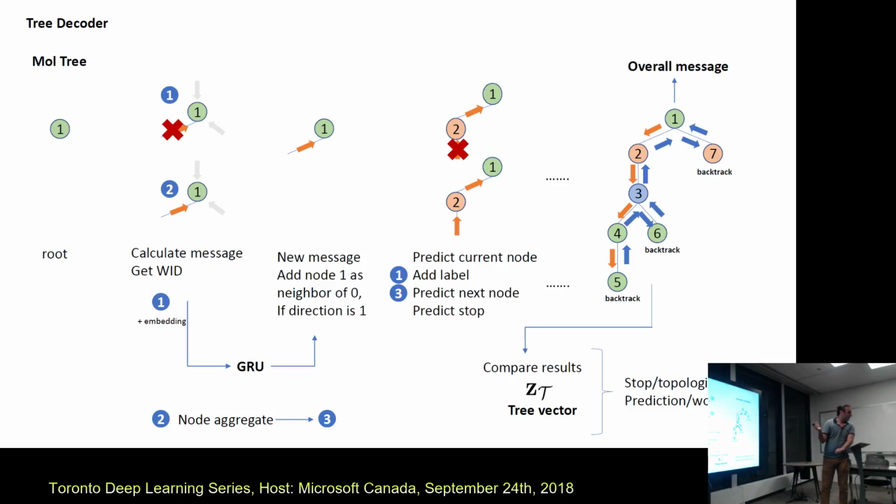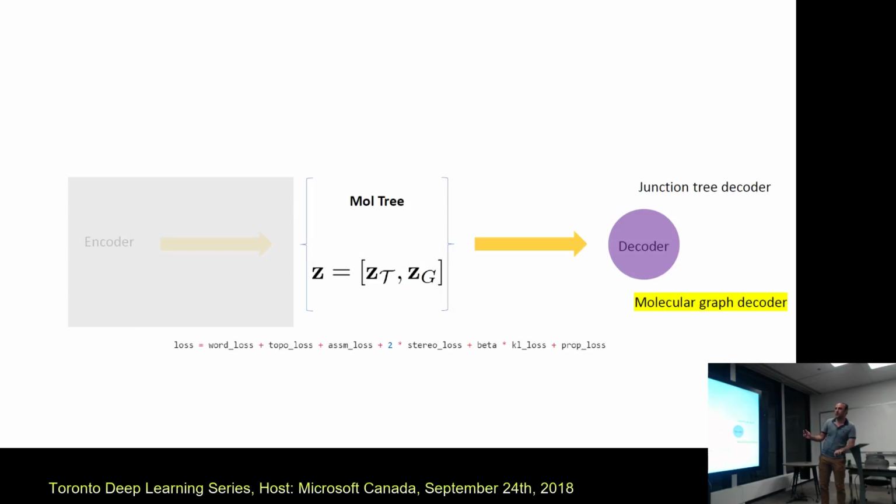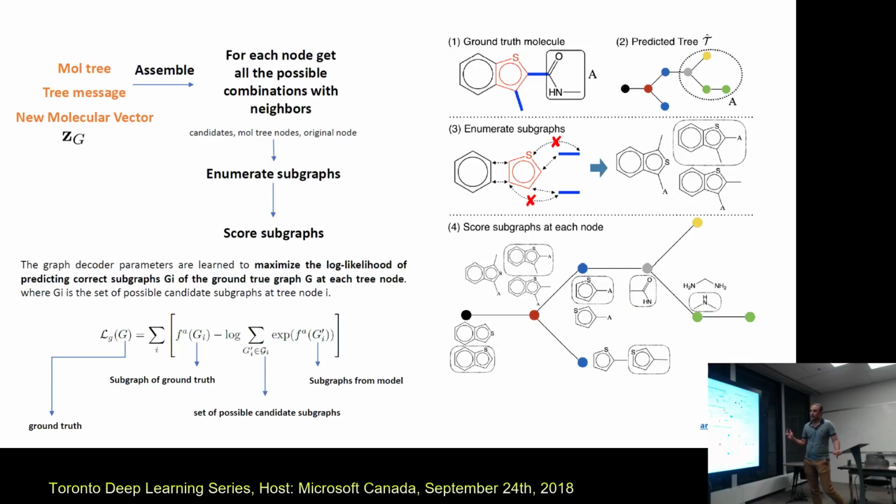It just has these GRUs. Similar to, because we used that for the junction tree, we have to use it here too. That was for the encoder we used it, for the decoder we have to use something similar. Now, the final step is to use the molecular graph decoder, and this process is so complicated that I gave up on trying to understand it.